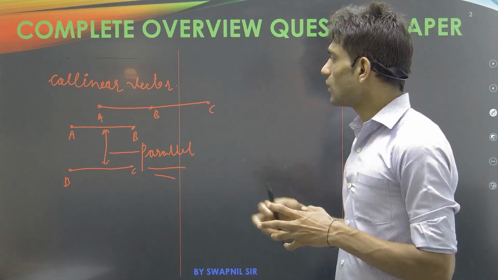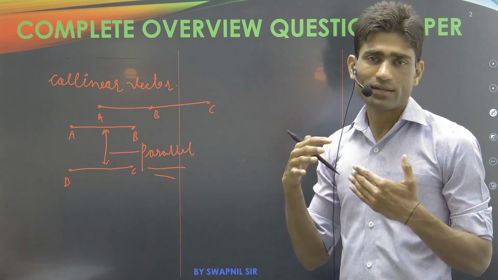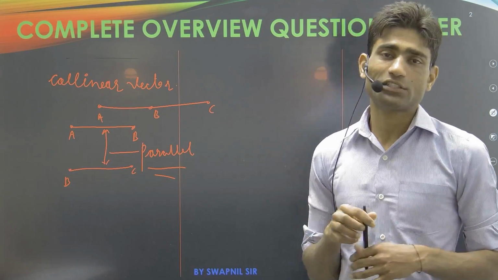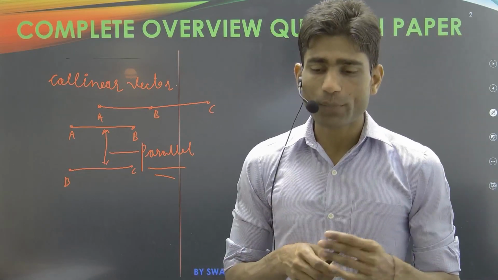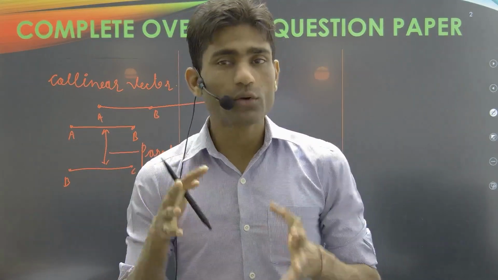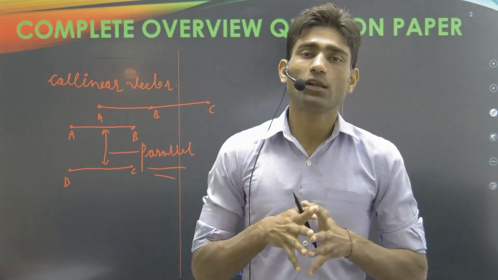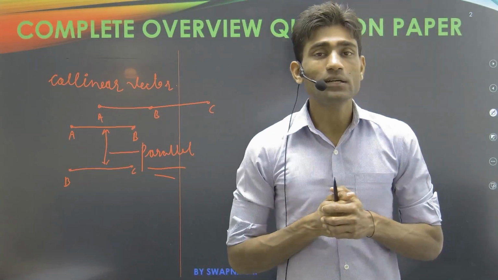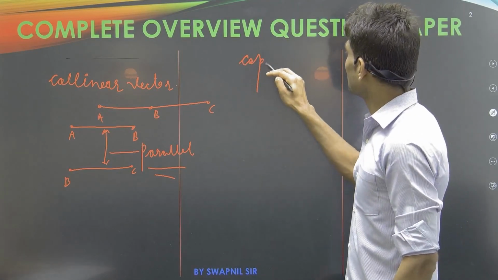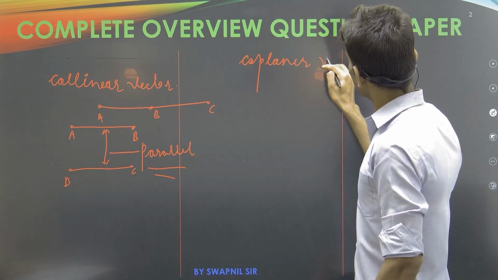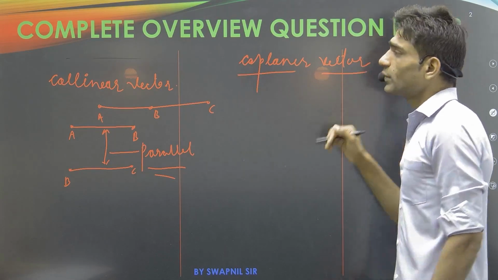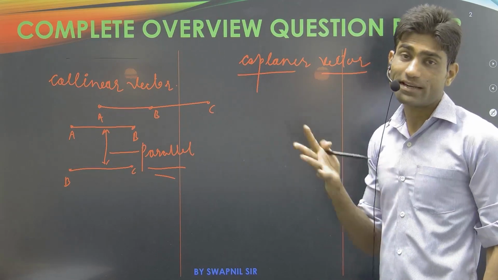Now collinear lines are done. We are going to understand coplanar first, and then we move to the section formula for internal and external division. A simple meaning of coplanarity: all the vectors which lie in a single plane are considered coplanar vectors.